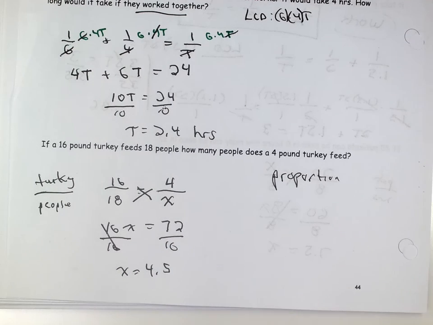And so that 4-pound turkey is going to feed approximately 4.5, or maybe like 4 adults and a child, however you want to think about it. But the only applications that you're going to be responsible for are the work problems and the proportions.